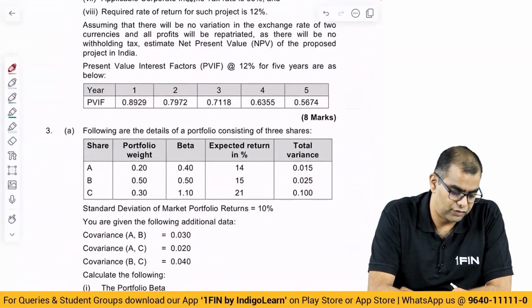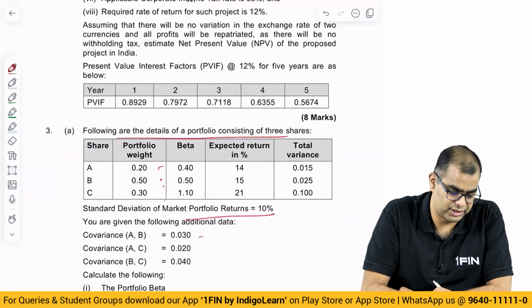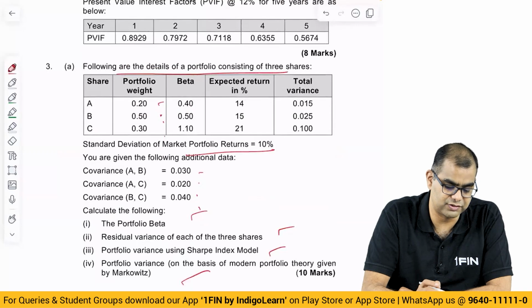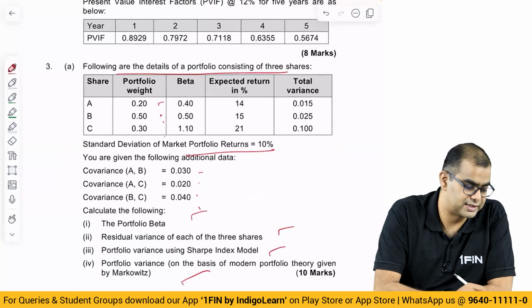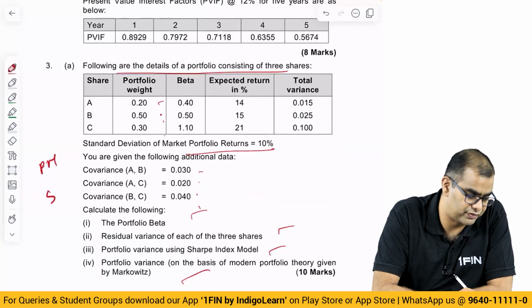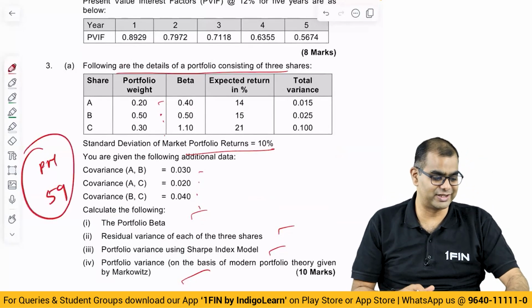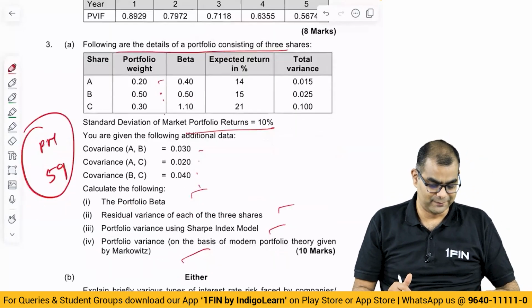Then following are details of a portfolio consisting of 3 shares. You are given market portfolio returns and additional data, covariance. Calculate the portfolio beta, residual variance, Sharpe index, and portfolio variance on the basis of modern portfolio theory also. This is portfolio management question number 59. Straight, need not do any work. Everything is there in P600 plus.